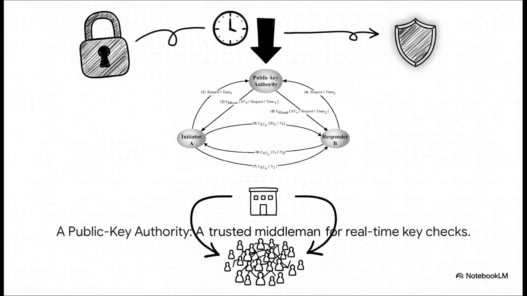This led to the idea of a public key authority. So before Alice talks to Bob, they both check in with this central trusted authority to get the other's verified public key. It's secure, yeah, but it creates a huge bottleneck. I mean, can you imagine if every single secure connection on the entire internet had to check in with one central office first? It would grind to a halt.